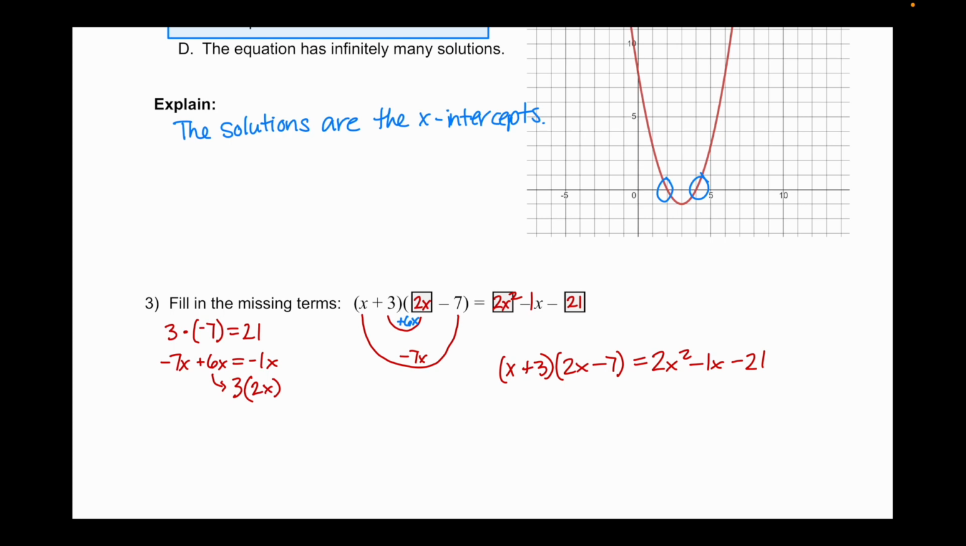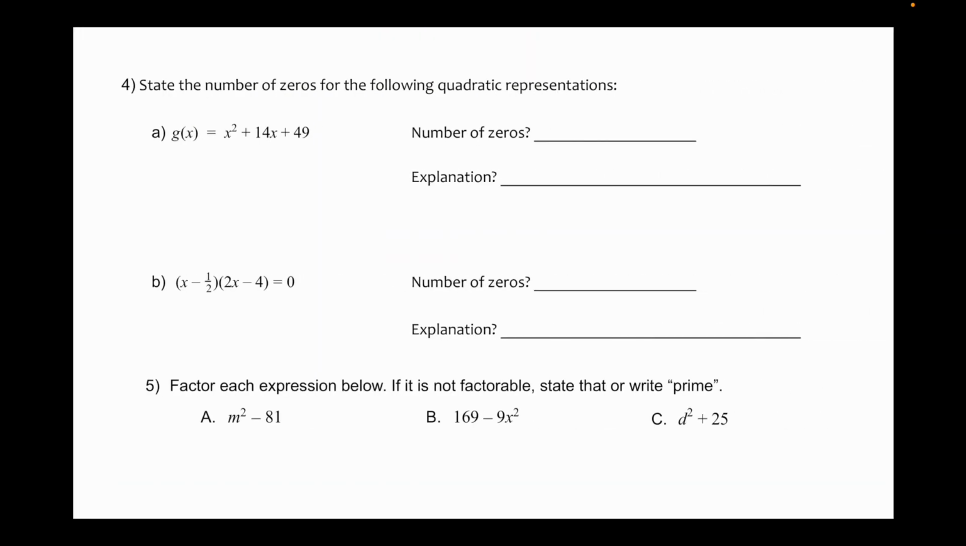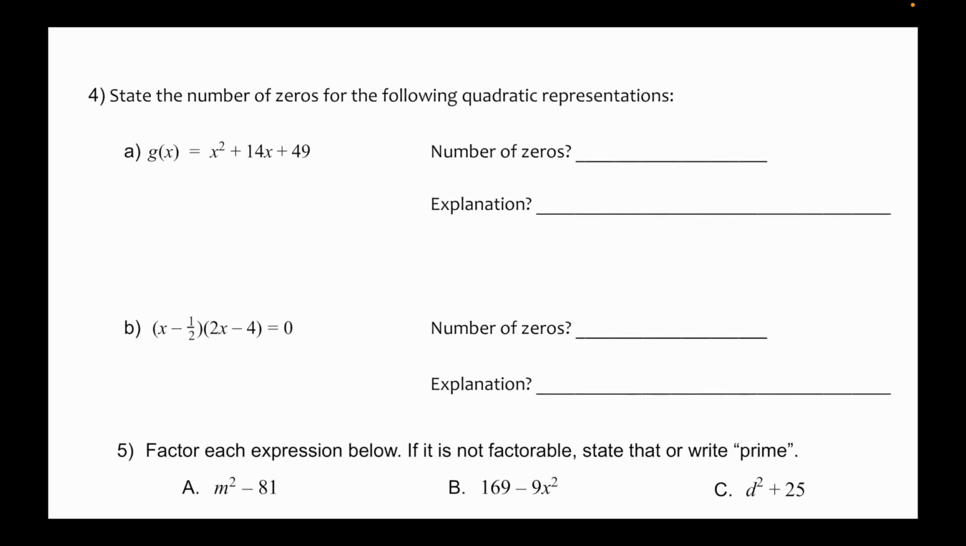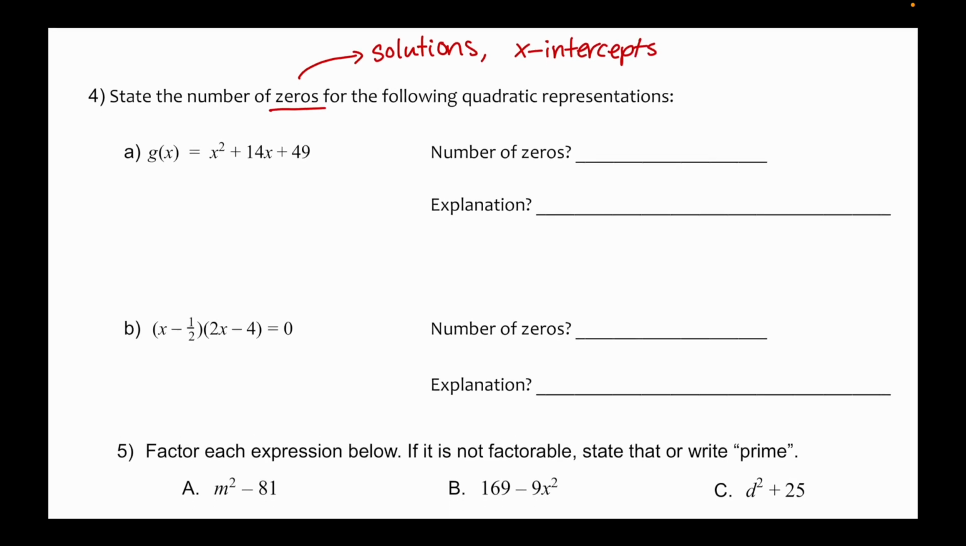So we're going to move on to the back now. And let's take a look here at number 4. Again, more of stating zeros and looking at number of zeros or solutions. So zeros, this is another way of saying solutions, or we also call them x-intercepts. When they're asking you for any of those things for a quadratic, they mean the same thing.